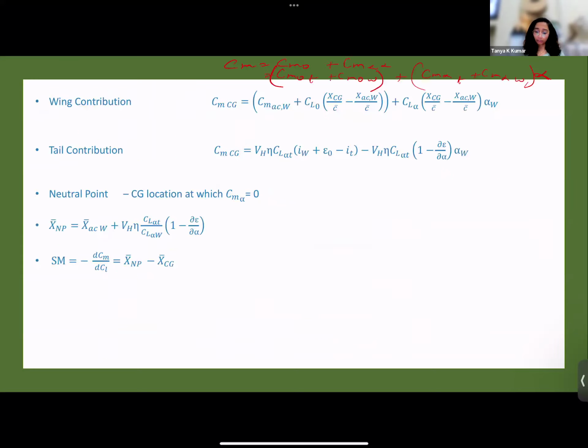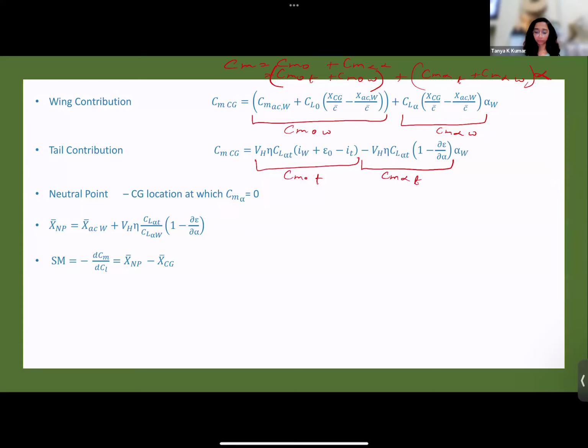Divide the entire equation by these terms, and then you'll be able to non-dimensionalize the equation, and you'll get your equation. Now, from that equation, I'm just writing down the terms that are contributions of wing and tail. So the CM naught contribution of the wing is given by this term, and this is the CM alpha contribution of the wing. Similarly, for the tail, we have CM naught of the tail. This entire thing, including the negative sign, is CM alpha of the tail.